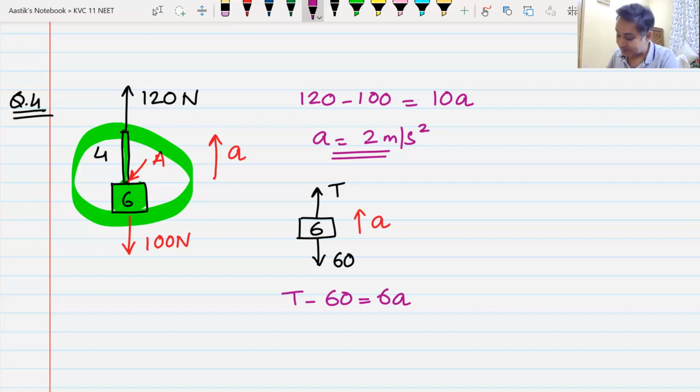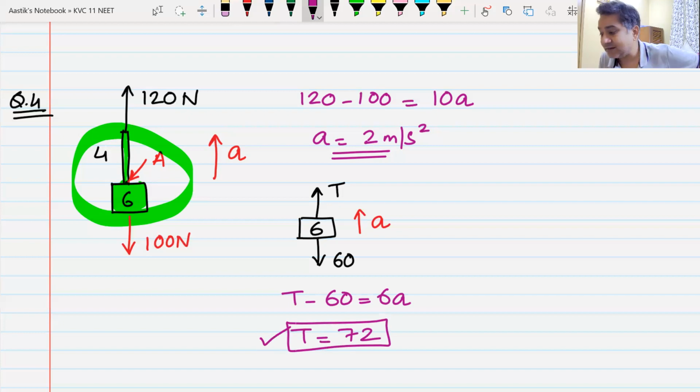Do we understand this? T does not become equal to 12. It is 12 plus 60. It becomes 72 Newton. Do we understand this?